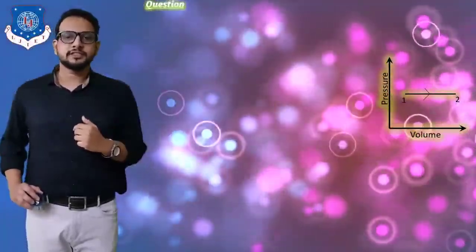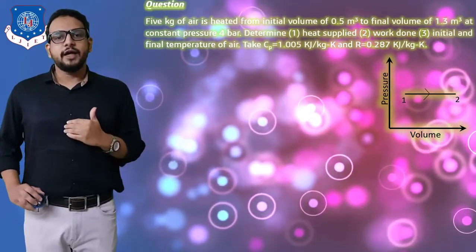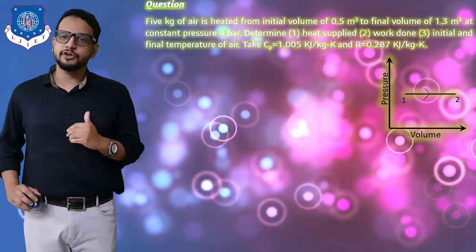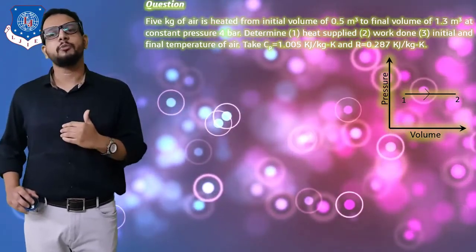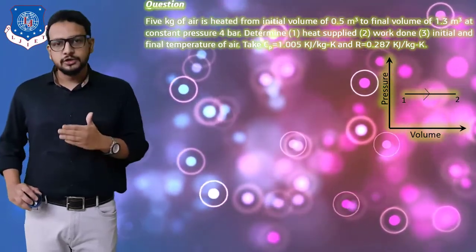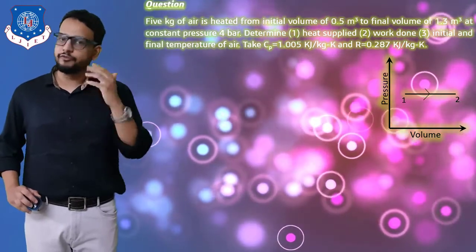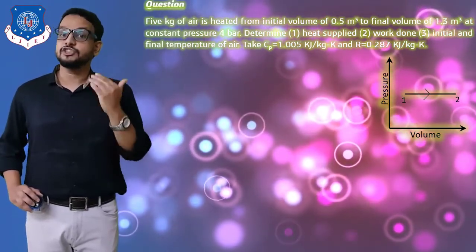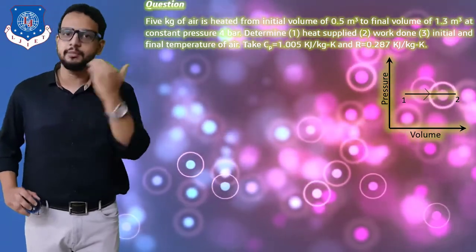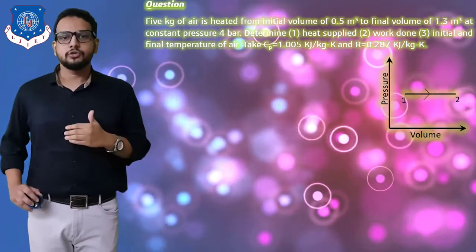So now the question is displayed on your screen. As you can see, 5 kg of air is heated from an initial volume of 0.5 meter cube to a final volume of 1.3 meter cube at constant pressure 4 bar. So in this question it is mentioned that air is heated having a mass of 5 kg and initial volume 0.5 meter cube up to a final volume of 1.3 meter cube at a pressure P is equal to 4 bar. So what we need to do?